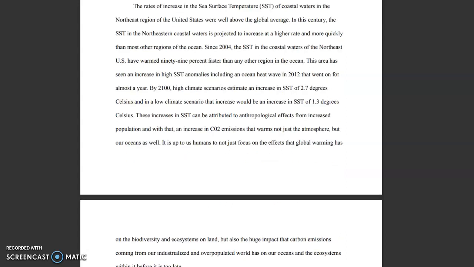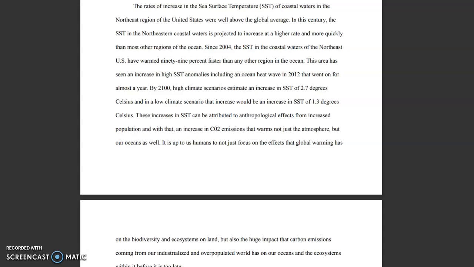By 2100, climate change scenarios estimate an increase in sea surface temperature of 2.7 degrees Celsius, and in a low climate scenario, that increase would be 1.3 degrees Celsius. These increases in sea surface temperature can be attributed to anthropological effects from increased population, and with that, an increase in CO2 emission that warms not just the atmosphere, but our oceans as well.